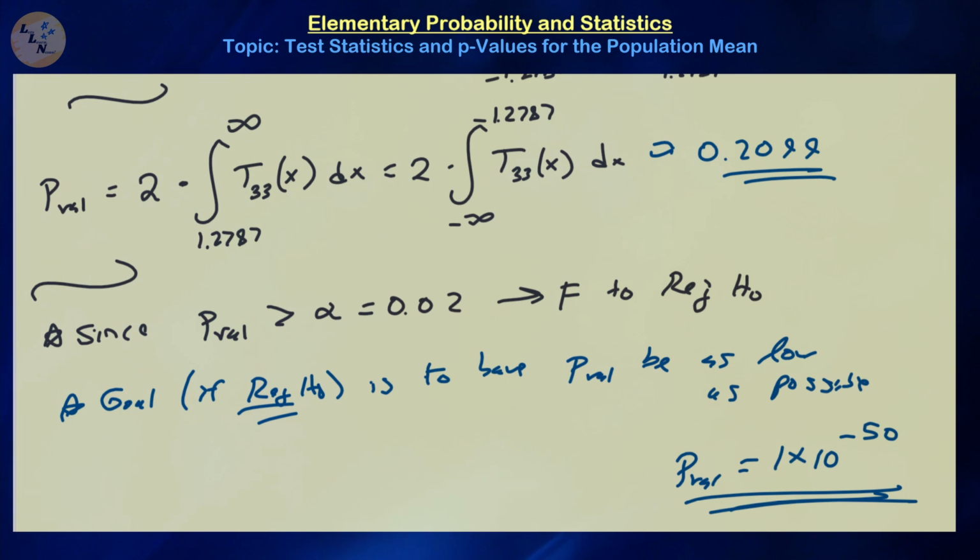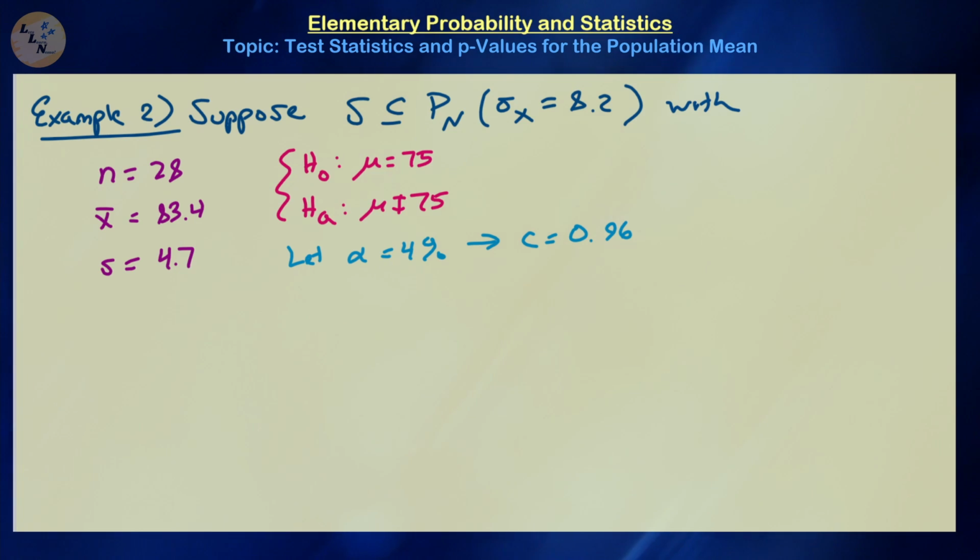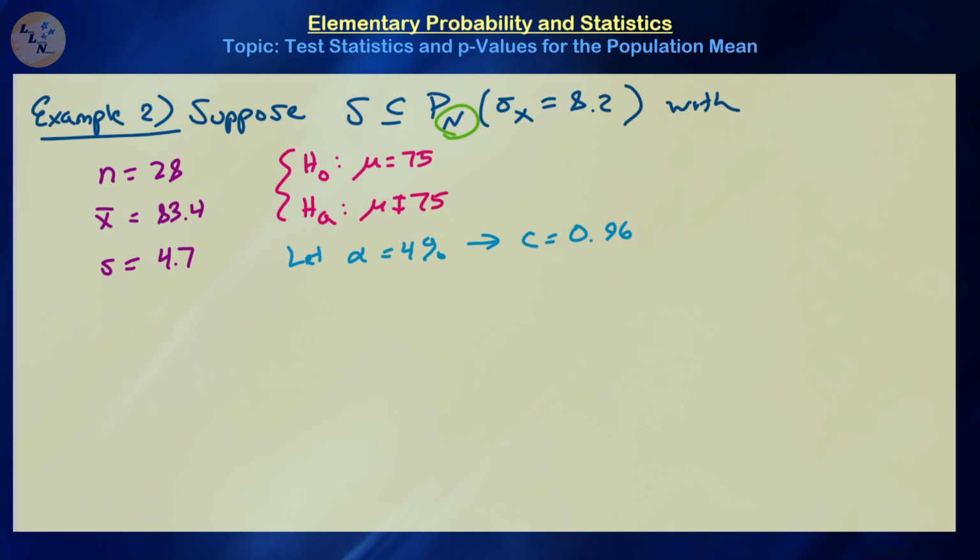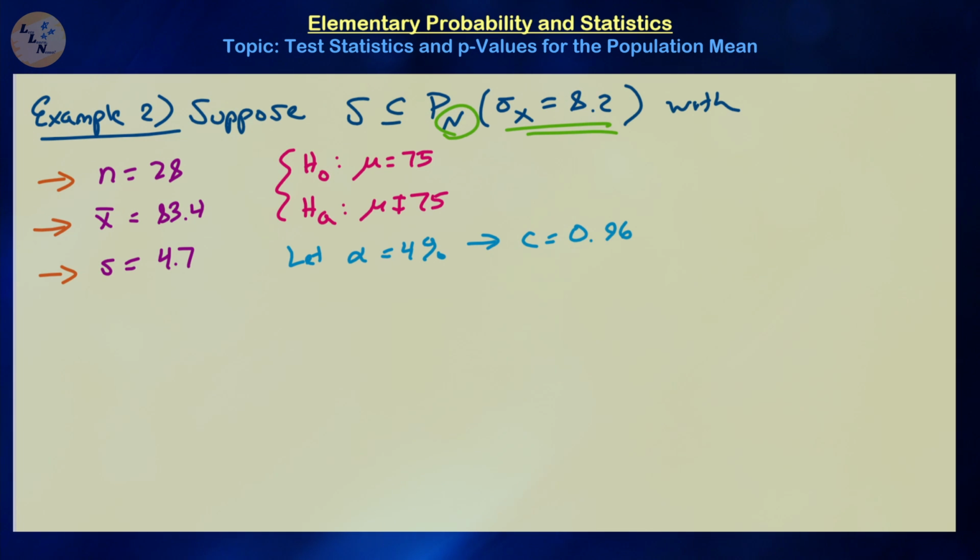So now let's take a moment and summarize all of the methods for hypothesis testing, and look at the conclusions that we get for confidence intervals, test statistics, and p-values and see if there's any difference between them. Let's suppose that we draw a simple random sample S from a normally distributed population, so that's one of the assumptions we're given here. Let's also assume that we do know the population standard deviation sigma, which is going to come out to 8.2. Once we gather our sample and analyze it, we have a sample size of 28, a sample mean of 83.4, and a sample standard deviation of 4.7.